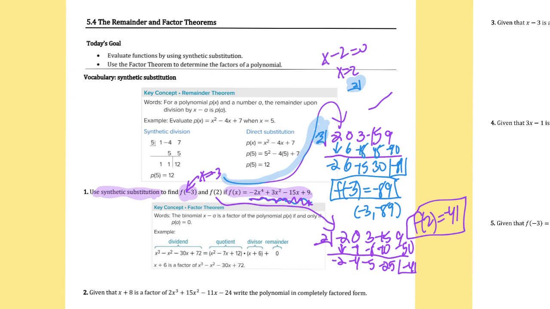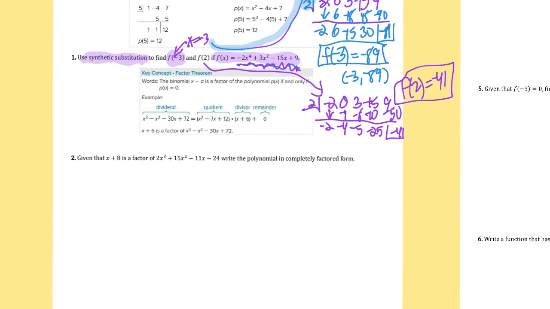So synthetic substitution is plug in a value for x to a function. The remainder would be the output. Now, the way we're going to use it in this chapter primarily is to help us factor hard questions. What do you mean, woman? Well, we've learned how to do GCF. We've learned how to factor trinomials. We've learned how to factor cubics in this chapter. And we did some big kid factoring.